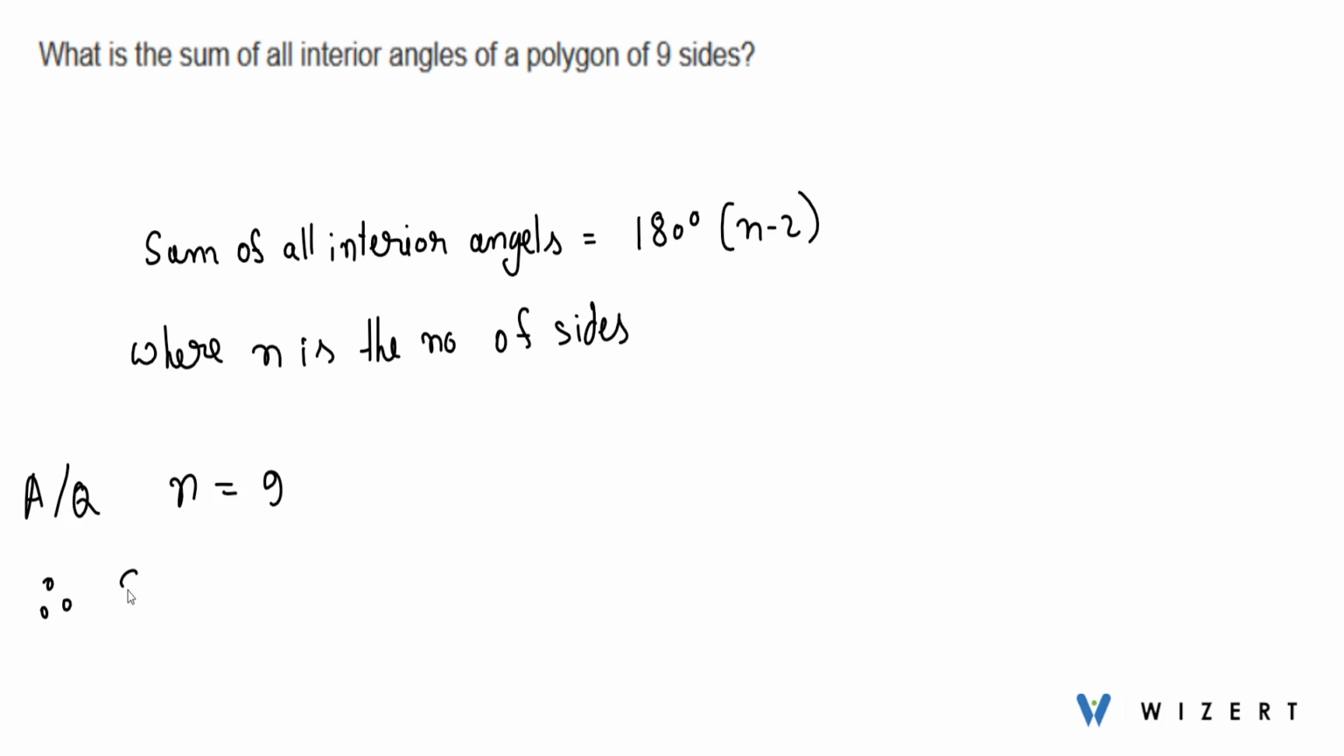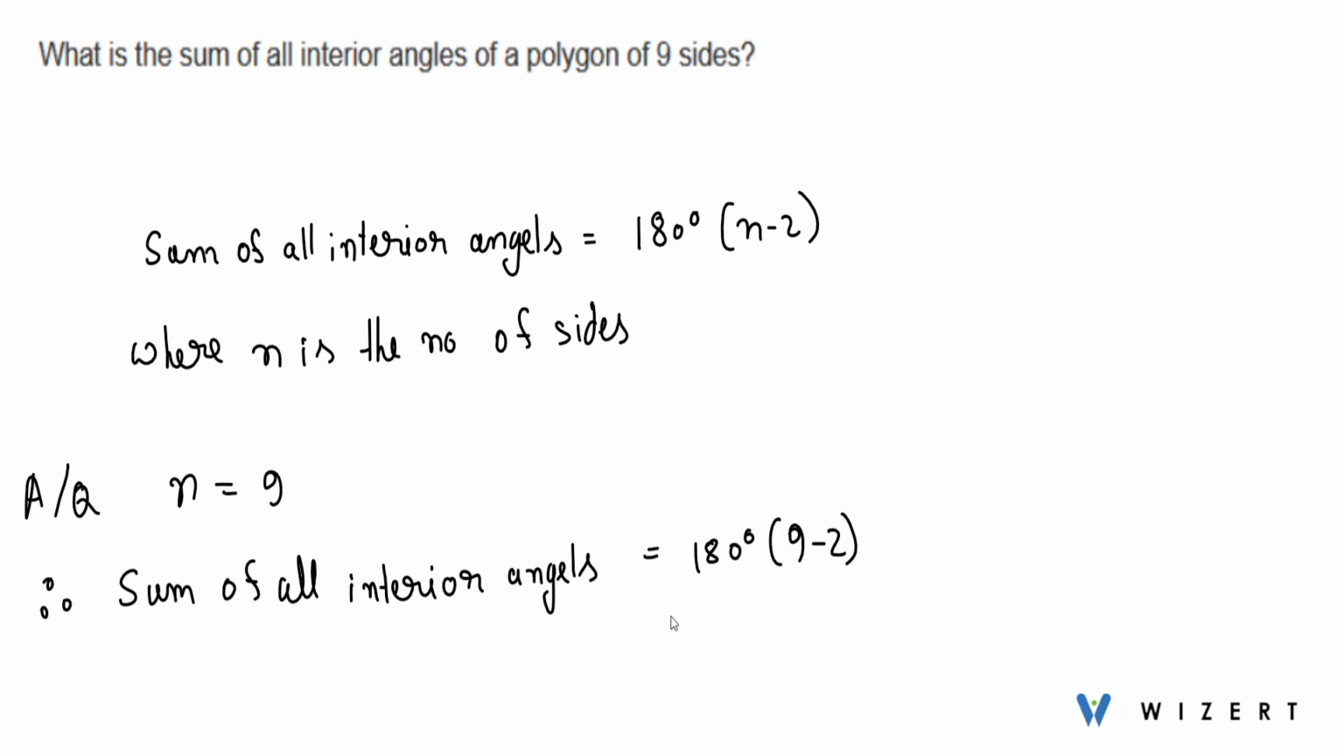Therefore, the sum of all interior angles will be equal to 180 degrees multiplied by (9 minus 2). So 180 degrees multiplied by 7, which will give us 1260 degrees.